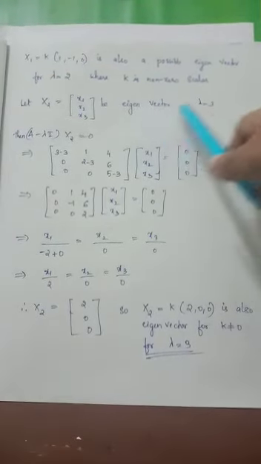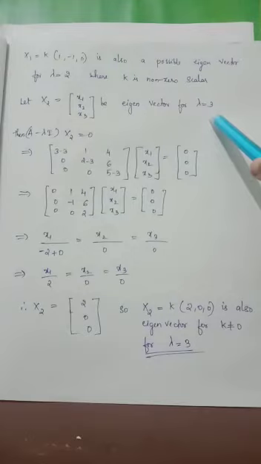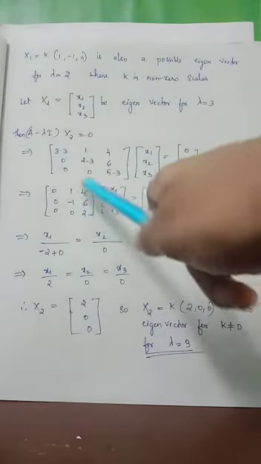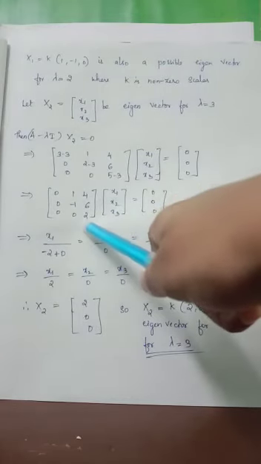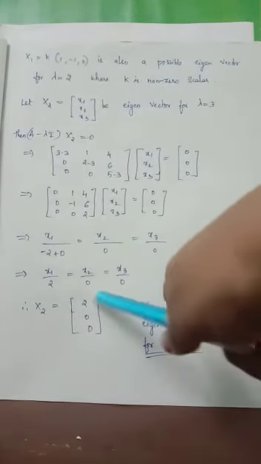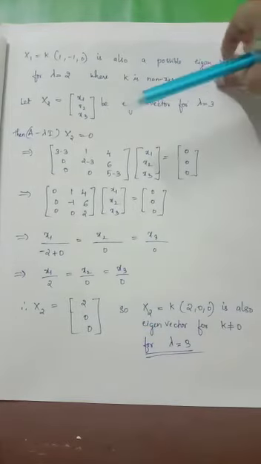When you evaluate the eigenvector for lambda equal to 3, you follow the same steps. (A minus lambda I) into x is equal to 0. Here you can see that there are no linearly dependent rows. So the usual shortcut method will be successful and you are getting a non-zero vector as the eigenvector.